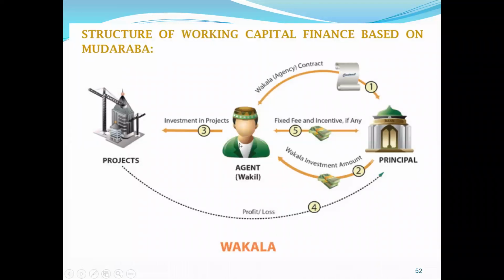This is how it works. The wakala agency contract is between the principal and the wakil, the agent. The customer is an agent, and the Islamic Bank is the principal. The Islamic Bank provides the money to the agent, so that the agent will deliver the project, will construct, will invest in a construction company. If everything is perfect, there will be profit for the bank, and the bank will have to pay an incentive fee for the agent, like a salary for this work.